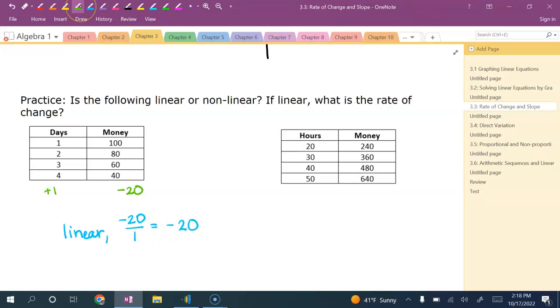Now over on the second example, the hours are increasing by 10 each time. And the money, though, it starts out looking like it's linear because it goes up 120, up 120, but then it goes up 160. So this one is non-linear, so you are not able to find the rate of change like we were able to on that first one.